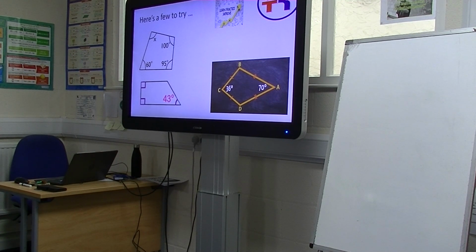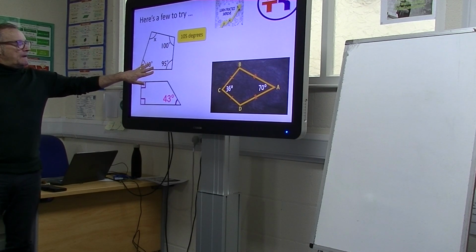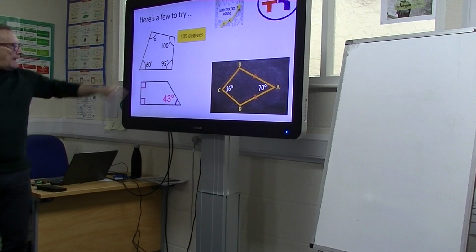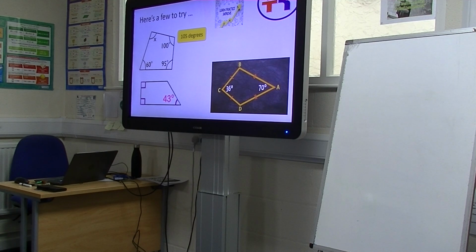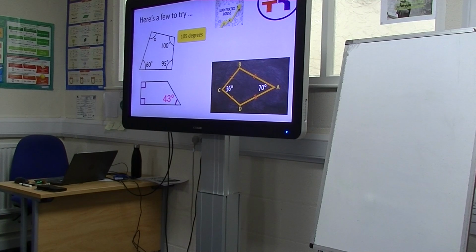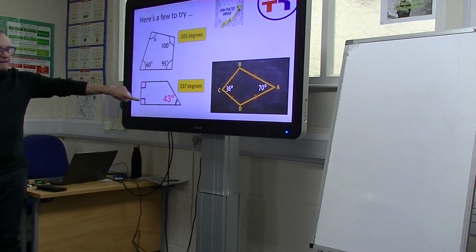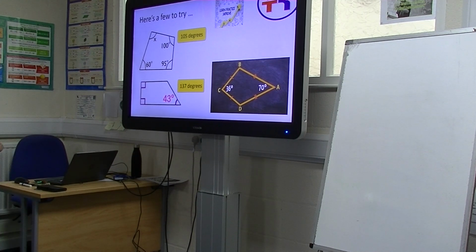105. Yeah. All of them added together, taken away from 360. About that one there then. What's this angle here? The missing angle there. What's that one? 137. 90 plus 90 is 180. Plus 43. 190.